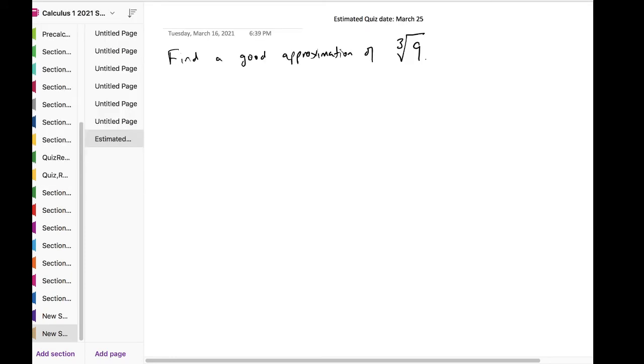So let's do this question. Find a good approximation of cube root of 9. All right, what do you think? What function would you probably want to use? Is there a point around that you know? What function do you think you should use for the approximation?